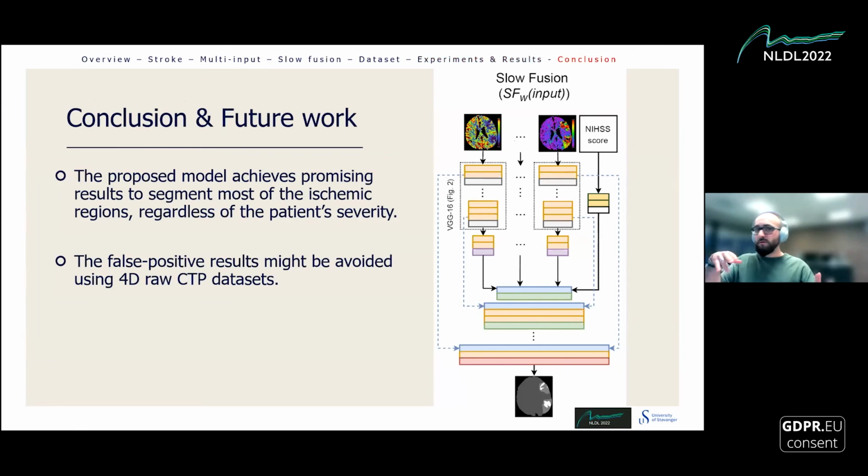In conclusion, the proposed model achieved promising results in segmenting most of the ischemic region, regardless of patient severity. But the false positive results that you have seen in the previous slides might be avoided by using the entire 4-dimensional CT perfusion study, which is the focus of the next research that I'm working on.